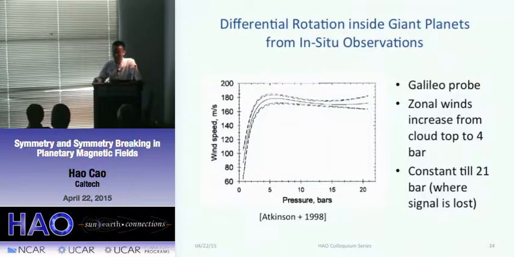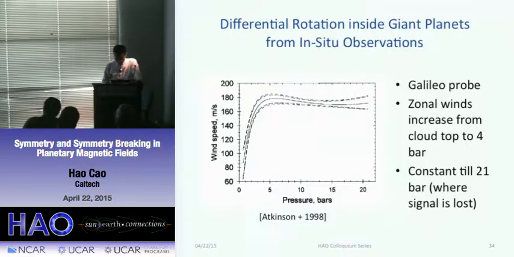21 bar is where the Galileo probe stops communicating back to us. So that's the only in-situ measurement we have. But 21 bar is both deep and shallow. In terms of the picture of the entire planet, 21 bar is extremely shallow. It's less than 0.5% of the planet radius. But if you think in terms of atmospheric dynamics, 21 bar is very deep, because the solar insolation only goes down to about 0.1 bar. So 21 bar is deep from an atmospheric perspective, and shallow from a planetary interior perspective. So even with this point measurement, the debate is still going on.